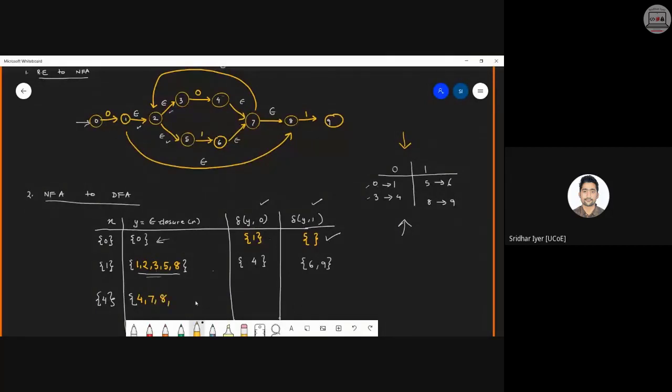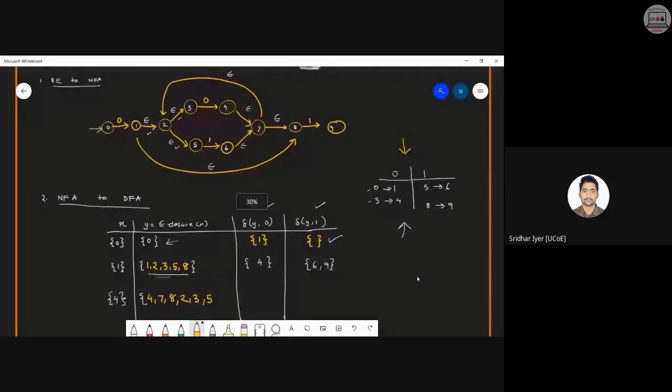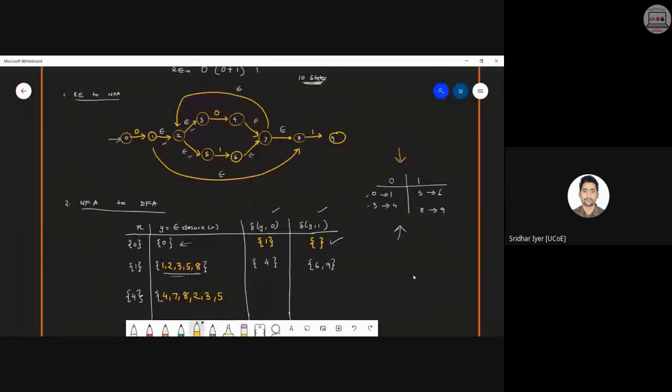Similarly, from 7, we can go to 2 if you see the diagram carefully. From 2, we can go to 3. From 2, we can go to 5. Anything else left? Kindly check the diagram and let me know. We are discussing state number 4. From 4, we can go to 7. From 7, we can go to 8. From 7, again, we can go to 2. From 2, we can go to 3, and from 2 we can go to 5 with the epsilon path. If anything else is left, kindly let me know.